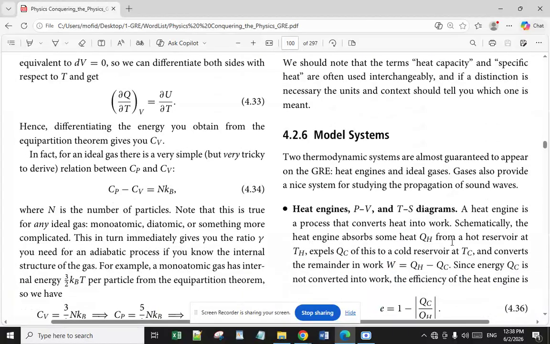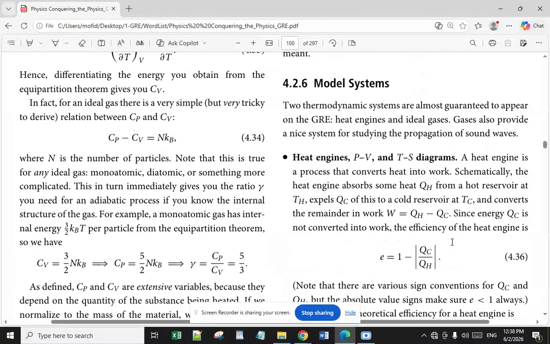Another subsection, 4.2.6, model systems. Two thermodynamic systems are almost guaranteed to appear on the GRE: heat engines and ideal gases. Gases also provide a nice system for studying the propagation of sound waves.